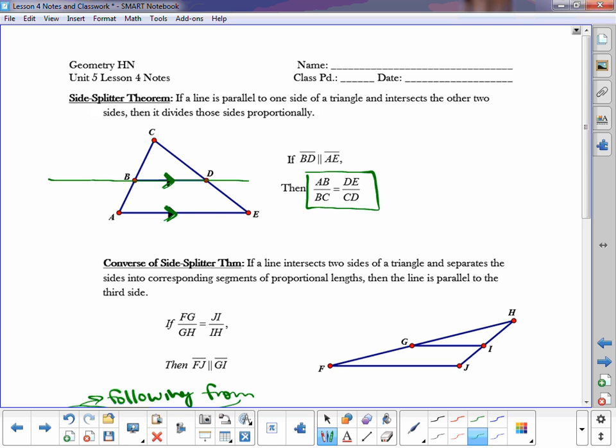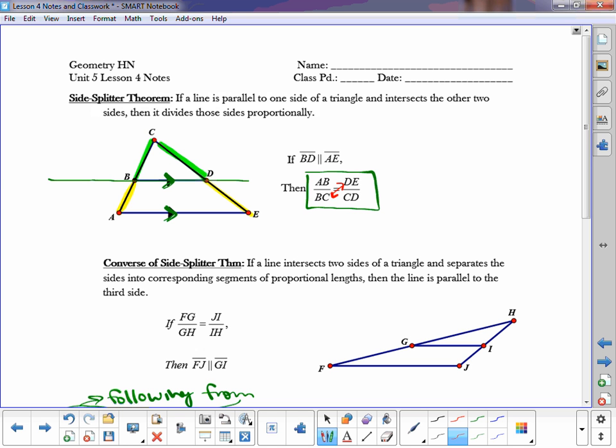So let's see how that proportion is set up here. I have segment AB compared to segment BC is equal to segment DE compared to segment CD. So that ratio of AB to BC is the same as the ratio of ED to CD. Now, as we know with proportions, we can set these up in a different order as long as you follow the same format. That's a result of our properties of proportions that say that we can just go ahead and flip a diagonal.